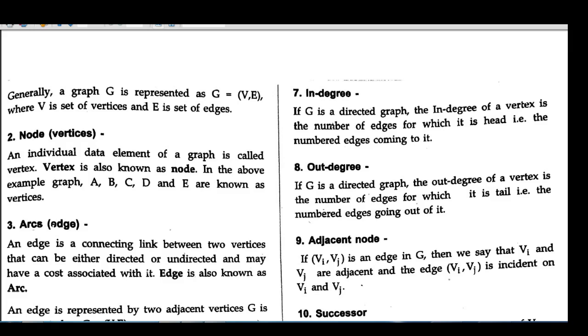That is the number of edges coming to it. The total number of arrows coming towards a particular vertex is called the in degree, and the total number of arrows which are going out of the vertex is called the out degree of a graph. So let us see an example of this. I will draw a graph.